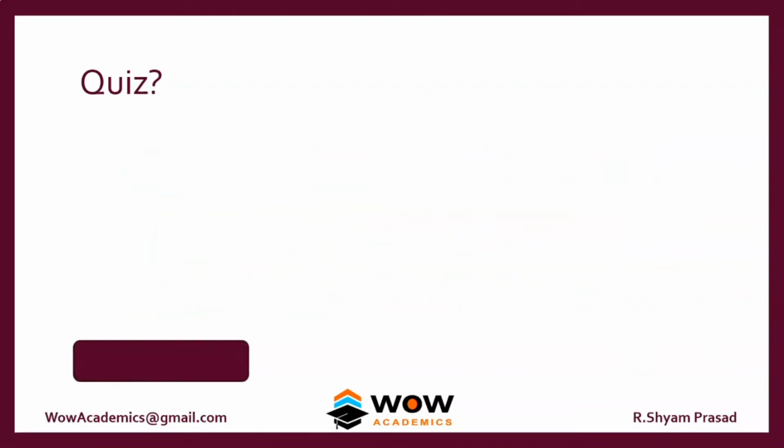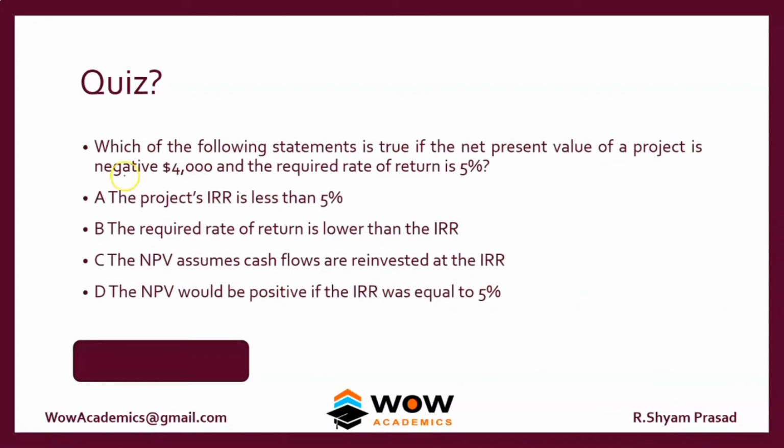We have another quiz. Which of the following statements is true if the NPV of a project is negative 4,000 and the required rate of return is 5%? To work out this problem, we have to use the graphical method to understand it better. As per the graphical method, this side is the discount factor, this side is the NPV. NPV is 0 here, minus on this side and plus on this side.